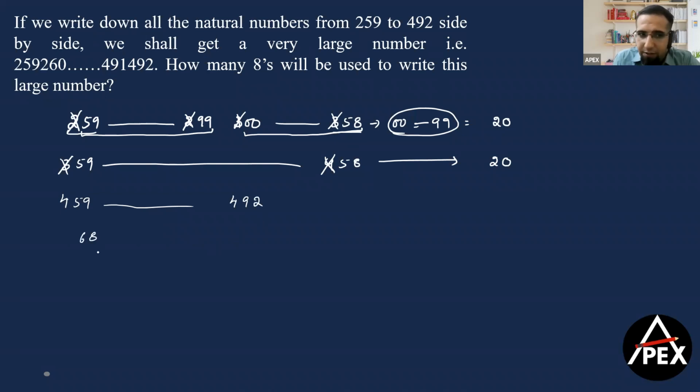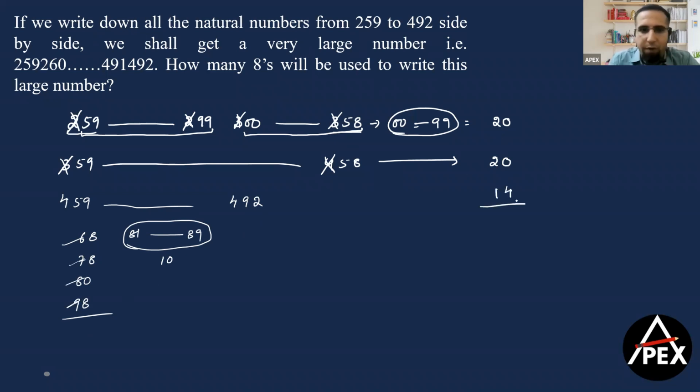We can again calculate 68, 78, 80. So from 81 to 89, the number of times 8 is written is 10 times. And one more number that has 8 is 98. So 10 plus 11, plus 12 plus 13 plus 14. So 10 plus 4 gives us 14. And therefore, my final answer here becomes how much, guys? 54 here. Clear, right? So I guess there was some mistake in the previous calculation that we did.